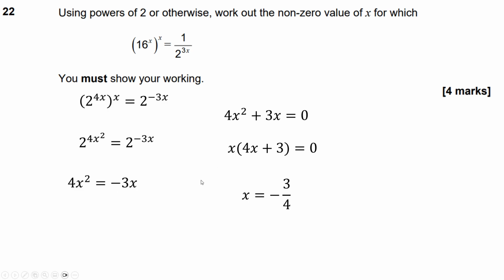Now be careful here. In this question, it doesn't matter because it says work out the non-zero value, because x does actually equal 0 here, but it doesn't want that. The reason why you can't just divide by x on both sides is because you're going to get rid of one of the solutions, which is x equals 0. But say in a different question, if it wants that solution, then you'll drop a mark because you've just discarded the solution unnecessarily. But in this one, it doesn't matter because it wants the non-zero value. So x just equals minus 3 over 4.